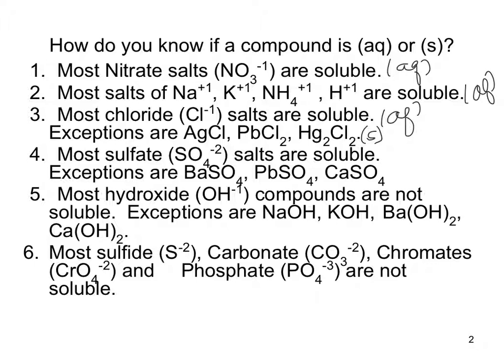Most sulfates are soluble, so aqueous, but there are some exceptions, and those exceptions will not dissolve in water, so they'd be a precipitated solid. Most hydroxide compounds are not soluble, so for most hydroxides you're going to put a solid, but we have our group 1s and group 2s that we basically say, look, they're going to dissolve, so those are exceptions. They'd be aqueous. Sulfides, carbonates, chromates, and phosphates are not soluble, and there are a few others that are not soluble. This is not complete. Acetates, C2H3O2 negative 1. Acetates tend to be soluble, and there's some others.